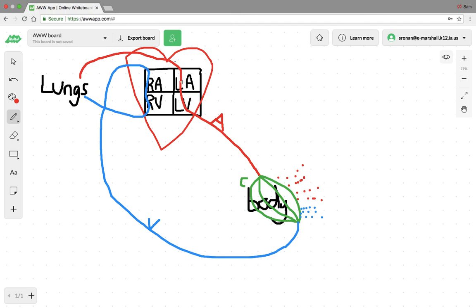So it passes off to the left atrium. Left atrium says, you know what? The left ventricle works so hard all the time. I'm going to pass that oxygen off to the left ventricle. And there's the cycle. It just goes over and over and over.